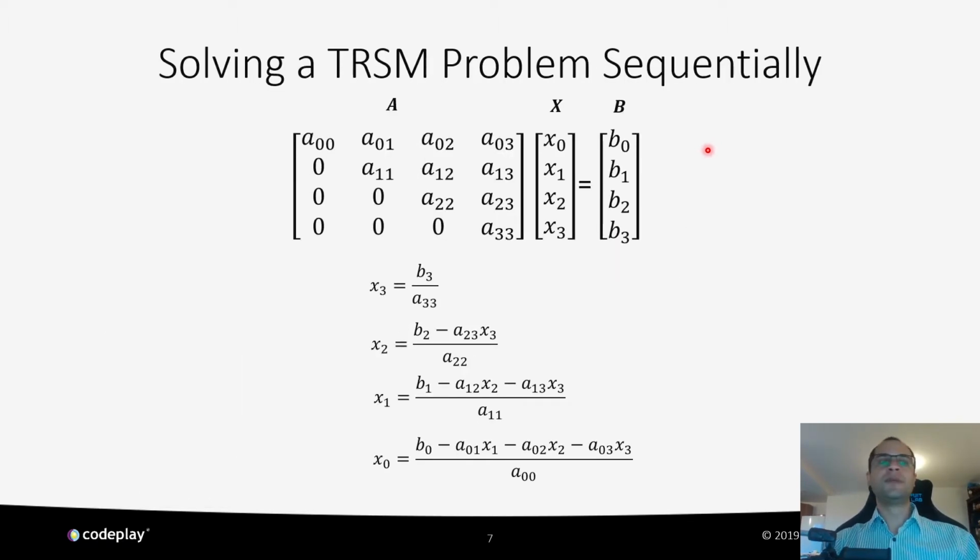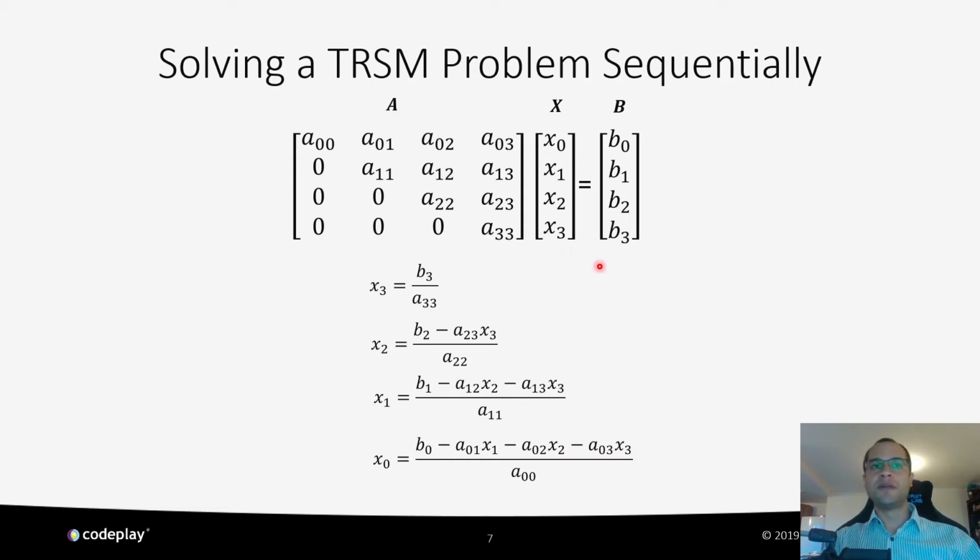How can we solve the TRSM problem sequentially? To solve the TRSM problem sequentially, in this example case where we have A as an upper triangular matrix, on the left side of X and with a non-unit diagonal, we can start from the bottom, so we calculate x3, and then we can solve each xi from bottom to top.